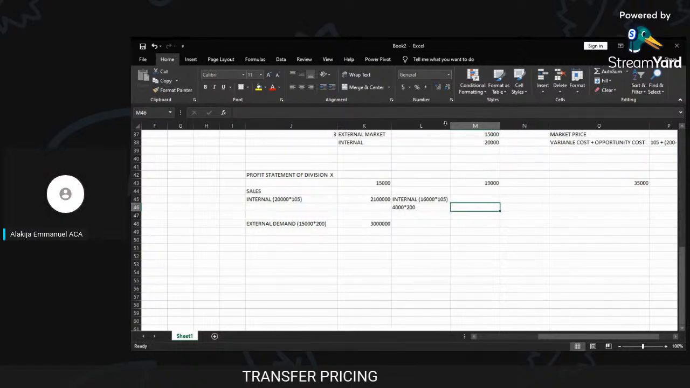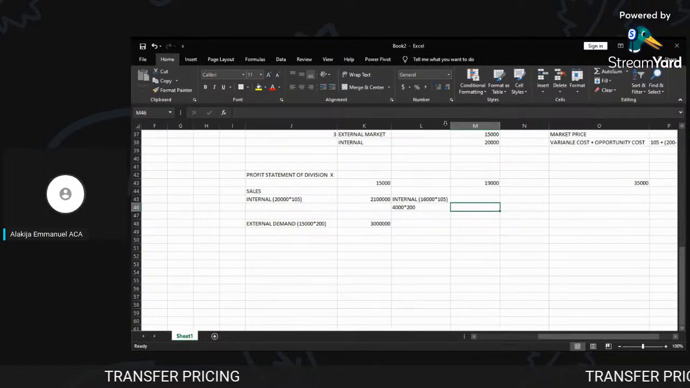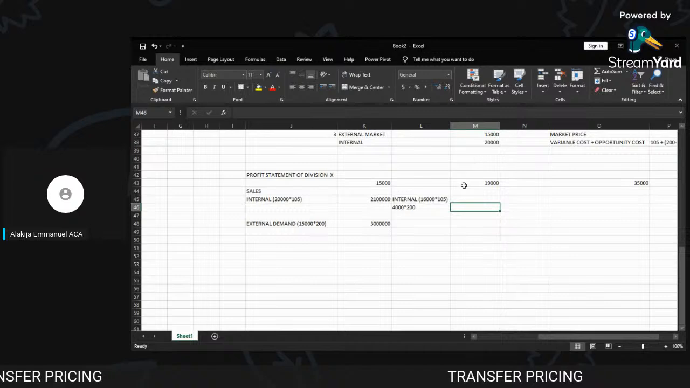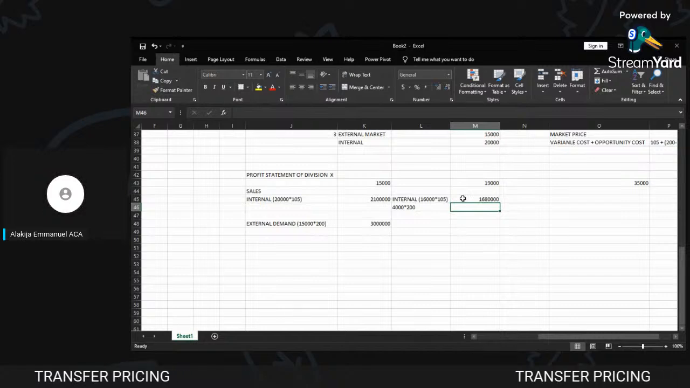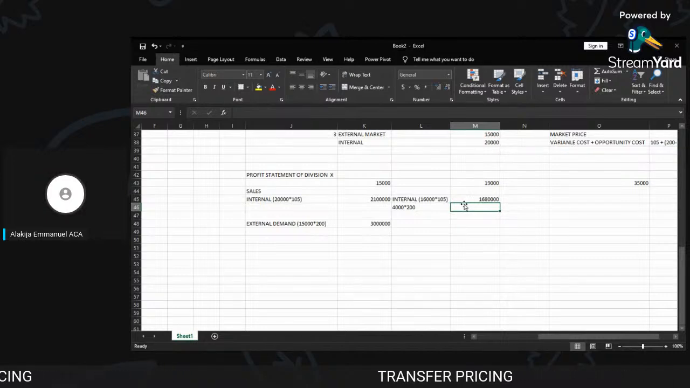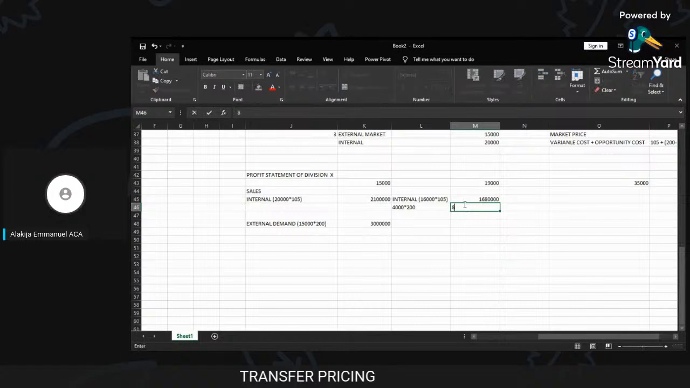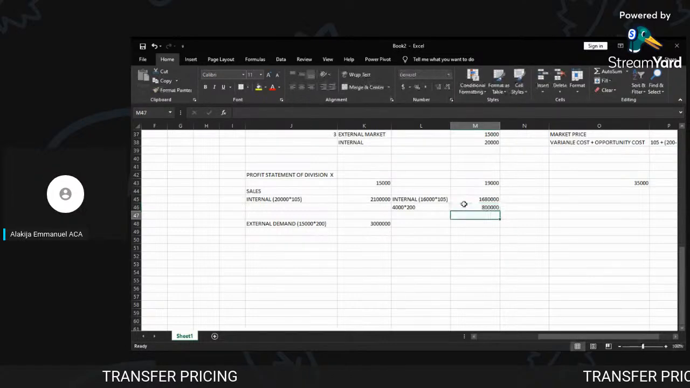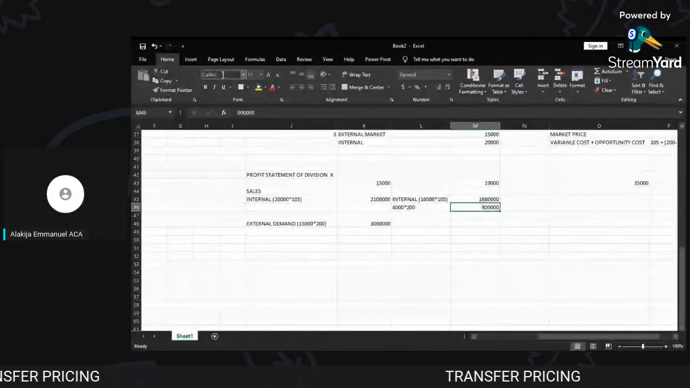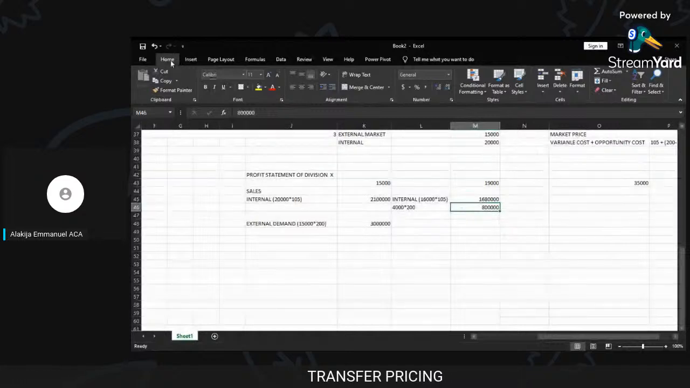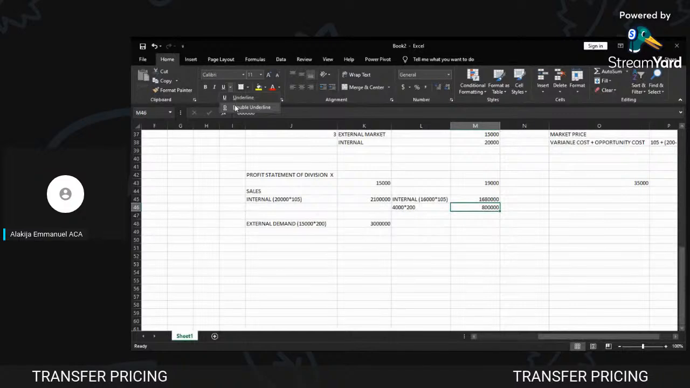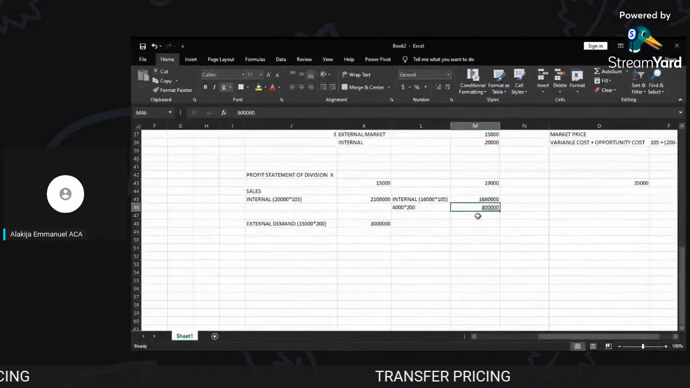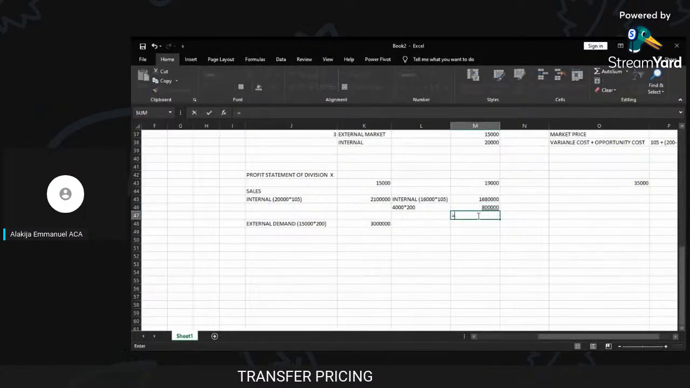So here we have 16,000 multiplied by 105. This is 1,680,000. Please, if you don't understand, kindly indicate. This is going to be 800,000. Then you can get the total.